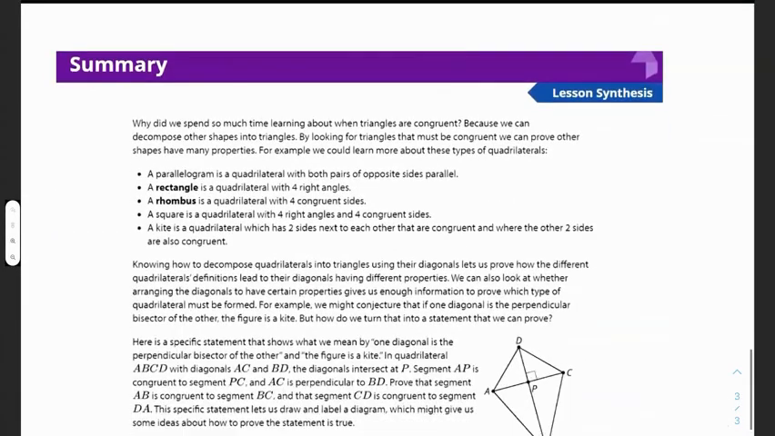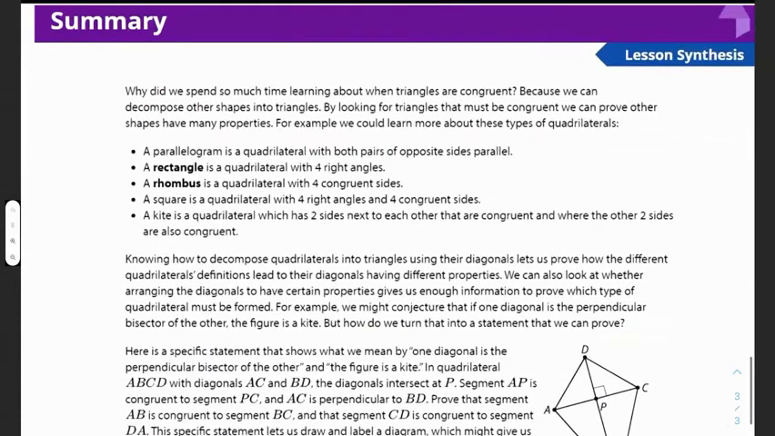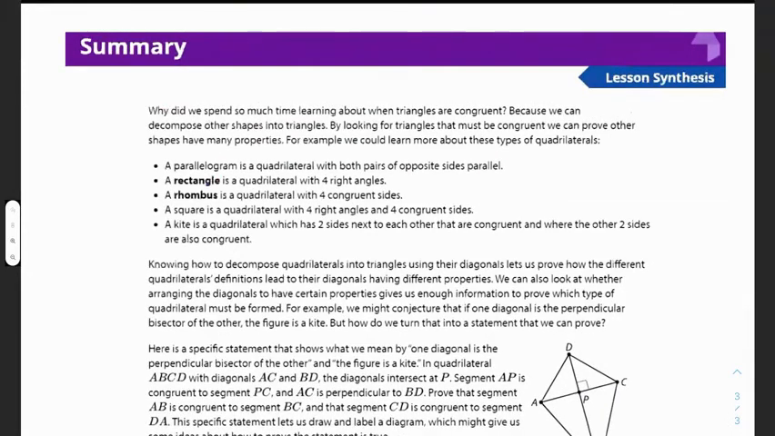All right, so in summary, why do we spend so much time learning about triangles being congruent? Because we can decompose other shapes into triangles. For example, notice how they take this quadrilateral down below and then they break it into 4 different triangles. In doing so, you can apply triangle congruency theorems, okay, and then possibly use CPCTC or other means to prove certain angles, certain parts are congruent, or are even a certain shape.